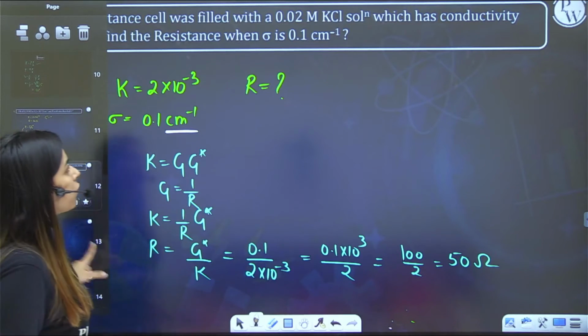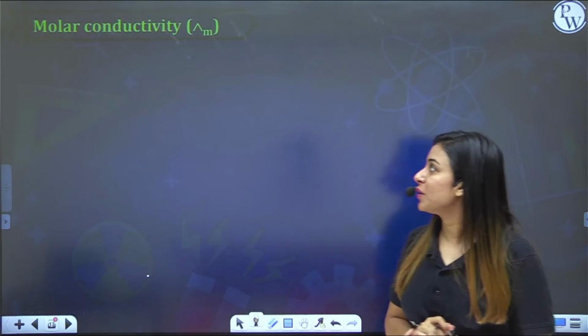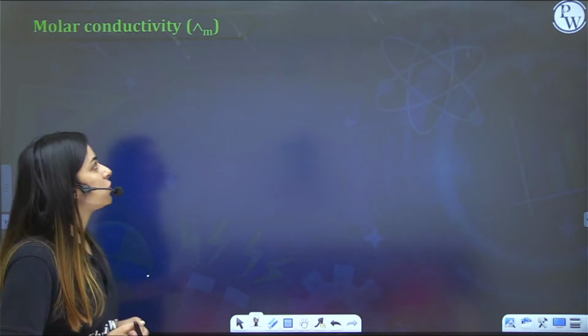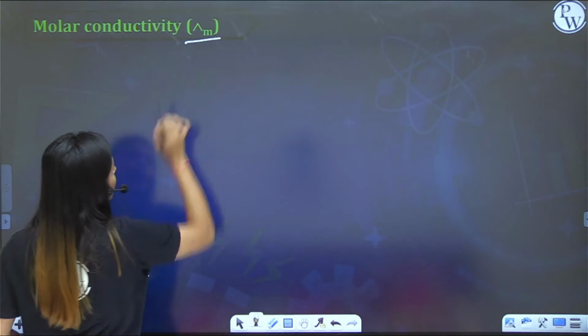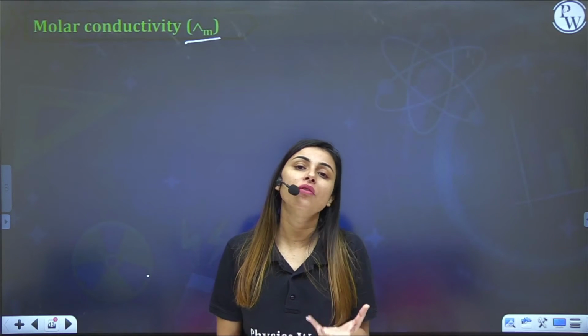Now let's move forward and try to learn a new word, which is your molar conductivity. Molar conductivity, my dear students, symbol is given by lambda m. What is molar conductivity? It is the conductivity offered by 1 mole of your electrolyte.